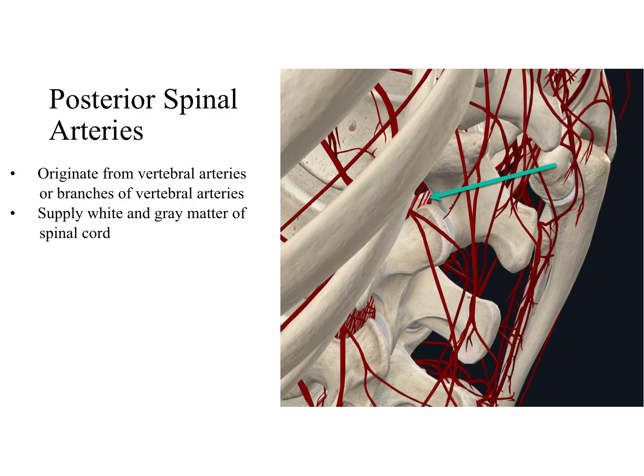This picture is showing the posterior spinal arteries. The posterior spinal arteries also originate from vertebral arteries or branches of the vertebral arteries, and they're going to supply the spinal cord as well on the posterior side, so the white and gray matter of the spinal cord. So we can see the spinous processes here, and then we can see the intervertebral foramen, and then that arrow is pointing to the posterior spinal arteries, and there's two of those.